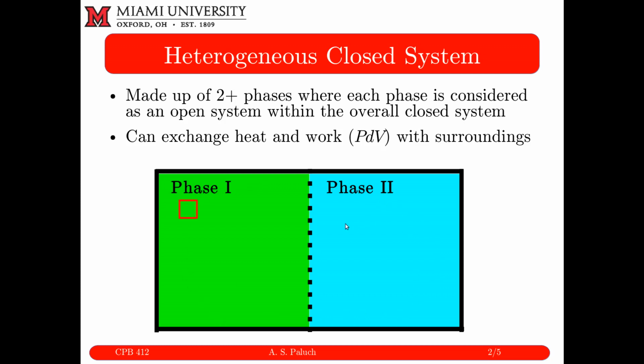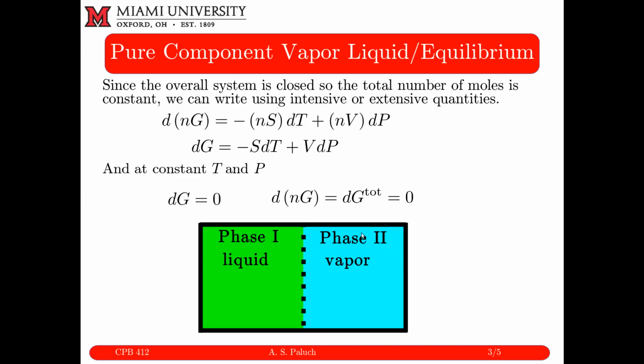So it can exchange heat and work with the surroundings. So heat, Q, work in the form of PV boundary work. All right, so now we're going to talk about pure component vapor liquid equilibrium. If our system is closed, then we said that mass and moles can't cross my phase boundary. Mathematically, that would tell us that the differential of the number of moles is equal to 0.